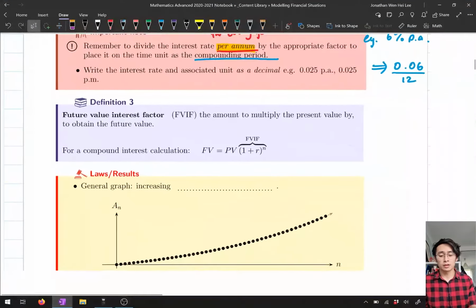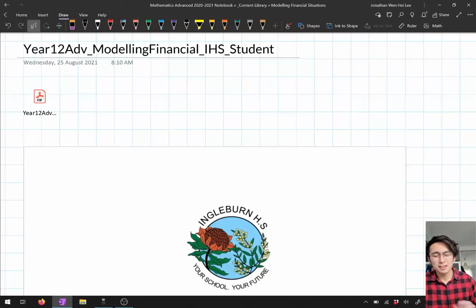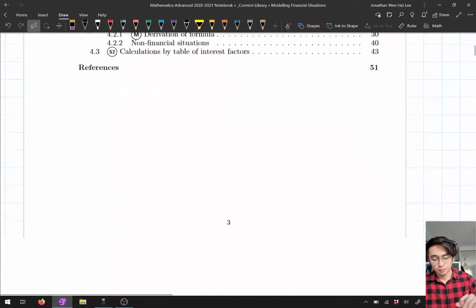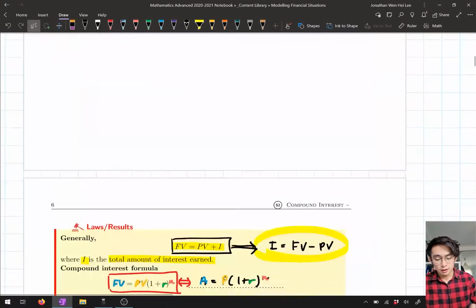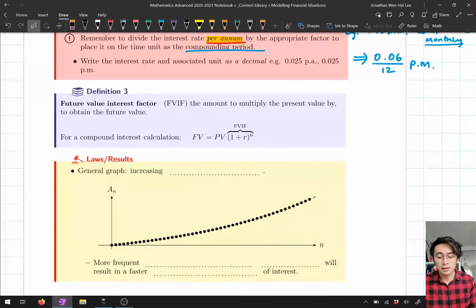Underneath here, we've got another definition: the future value interest factor. The future value interest factor, they've got a shorthand for this, is the amount to multiply the present value by to obtain the future value. So in the compound interest formula, this section here, this 1 plus r to the power n, is just your future value factor. It's just what you're multiplying the present value by.